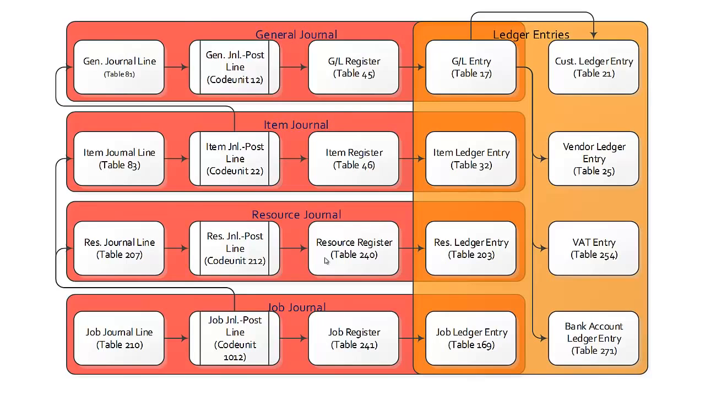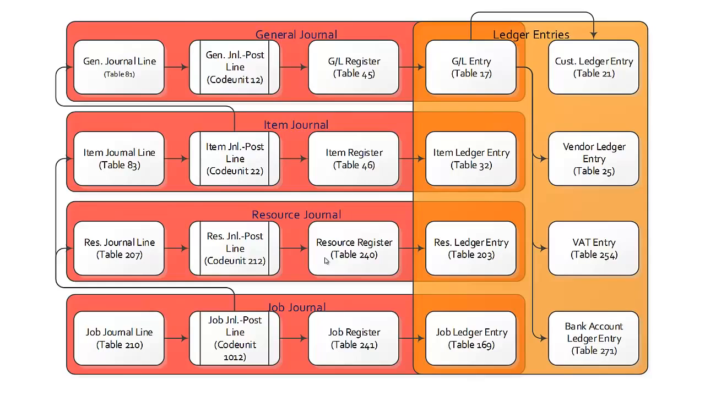Journals are used to create the entries in the database. Although possible, it is not recommended to ever create entries without using a journal. They can be used directly from the user interface by end users, for example to do physical inventory, or they are used indirectly by the posting routines or in processes.